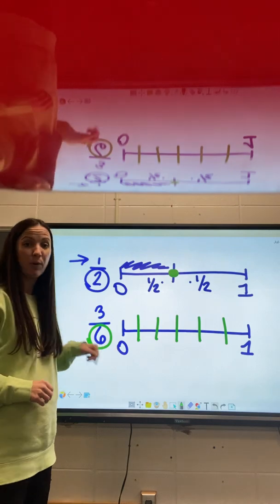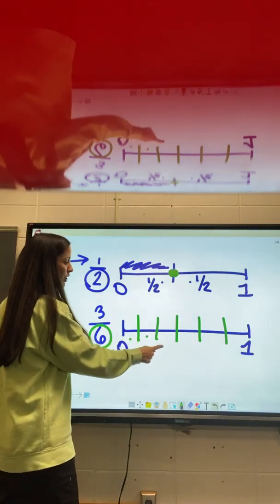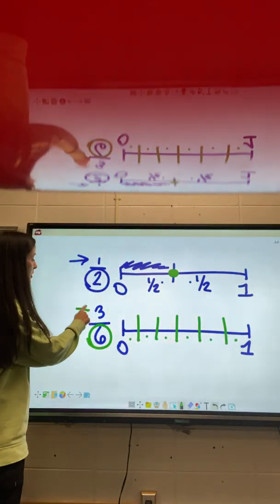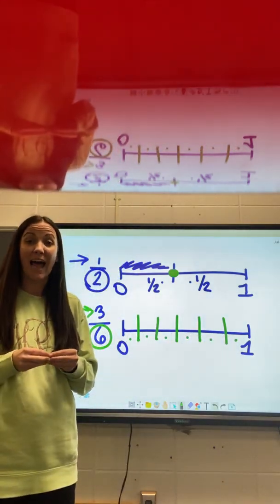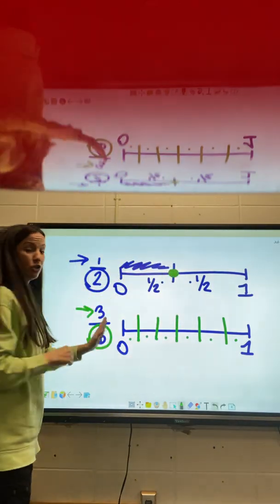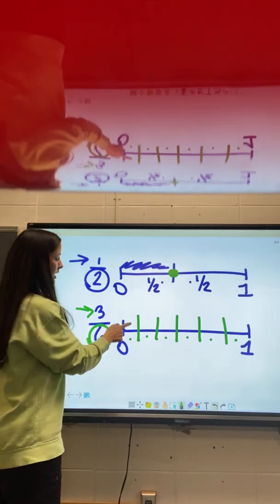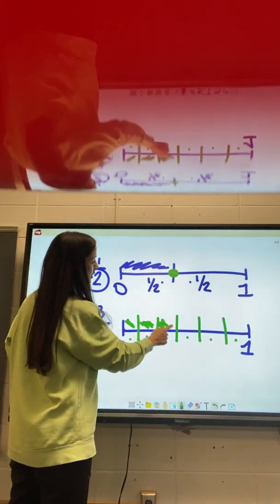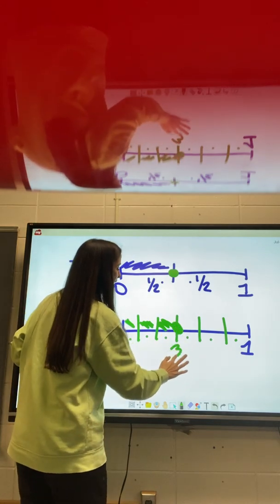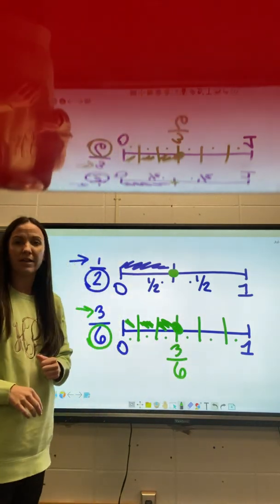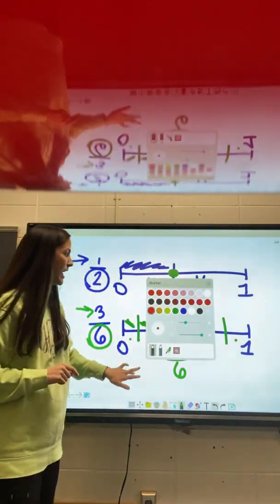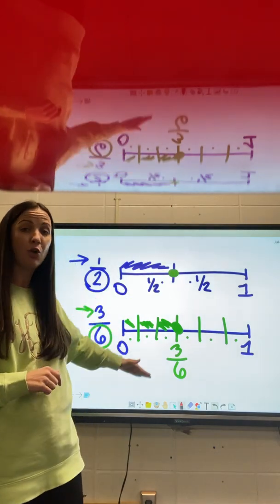So I need 6 parts. Let's count them. 1, 2, 3, 4, 5, 6. All right, now the numerator is 3. That means that I've got to shade 3 on top of the number line. So start at 0 and let's shade 3. 1, 2, 3. Don't forget to put your big dot and plot that fraction. There is 3/6.